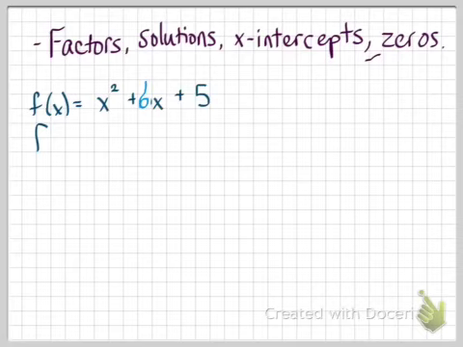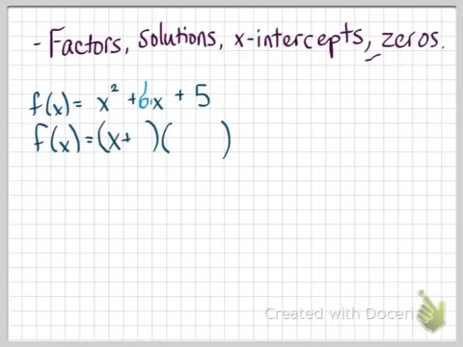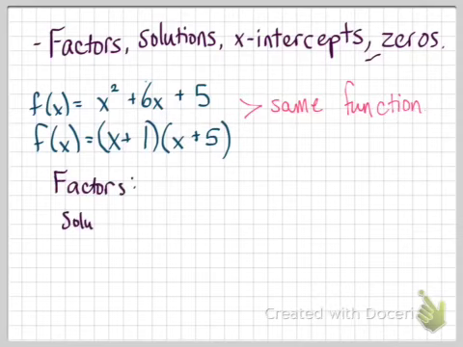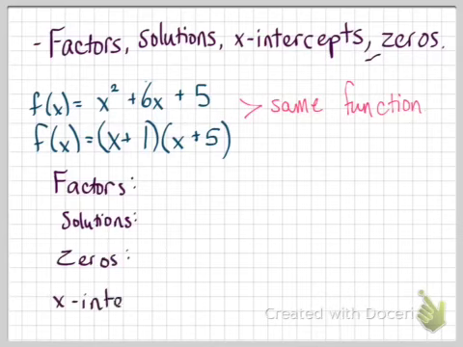Let's look at the polynomial f of x equals x squared plus 6x plus 5. Now this polynomial is in standard form. Let's get it in factored form by factoring this quadratic. So I'm going to have two binomials. X is going to be in the first spot, and the two numbers that multiply to be 5 but add up to be 6 are 5 and 1. These are the same function written in two different forms. Now what I want to determine about this function are its factors, its solutions, its zeros, and its x-intercepts.